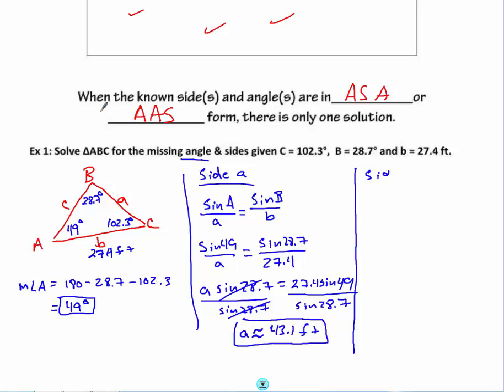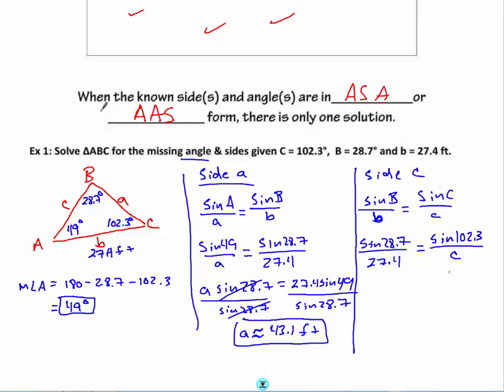Now we're going to use it to find side c, which is our last unknown side. We could use side a that we just found, but there's a chance that we made a mistake. So instead of using numbers we find, we're always going to try to use numbers that were in the problem. So we're going to use sine B over b again because we know those numbers are right. There's no way we made a mistake on those. And then we're going to use sine C over c to find side c. So sine 28.7 over 27.4 is equal to sine 102.3 over c.